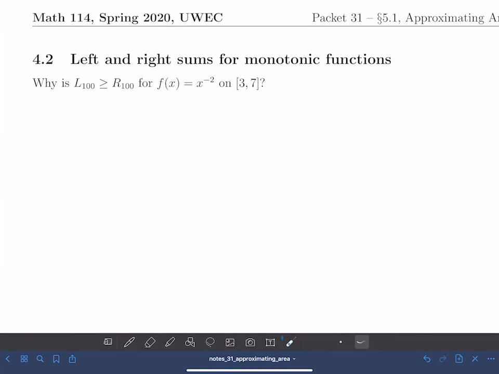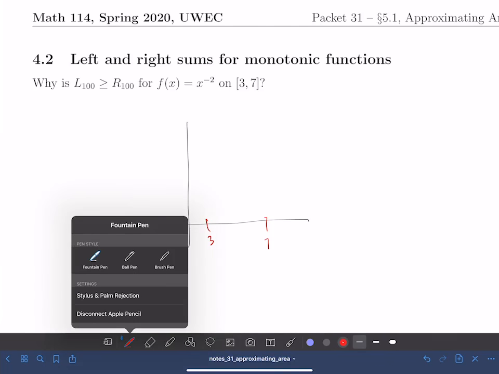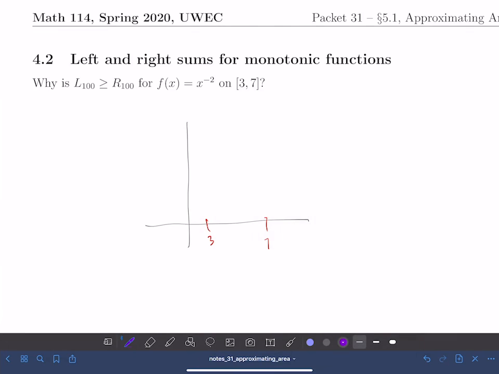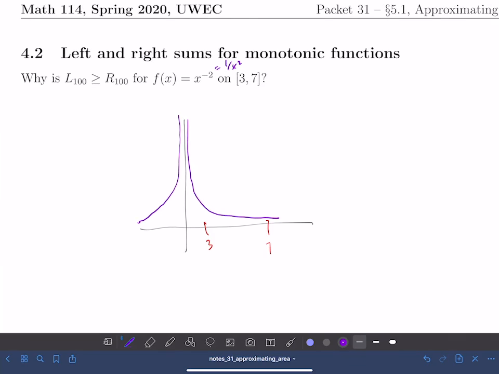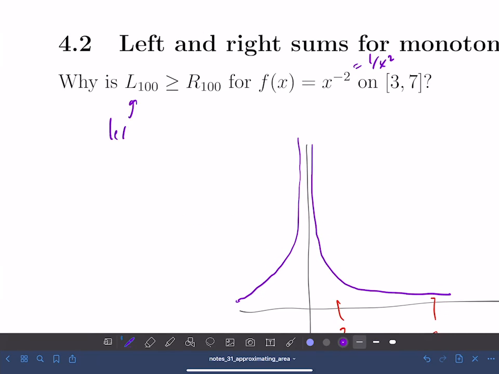Let's take a look at this function here. Why is L sub 100 bigger than R sub 100 for f of x equals x to the minus 2 on 3, 7? All right, so I think that we should start by drawing a picture. I love drawing pictures. I've got an interval from 3 to 7. My function looks like 1 over x squared, like this. I'll put in the other side too. Three to 7. So we're saying this is the left, this is the right.